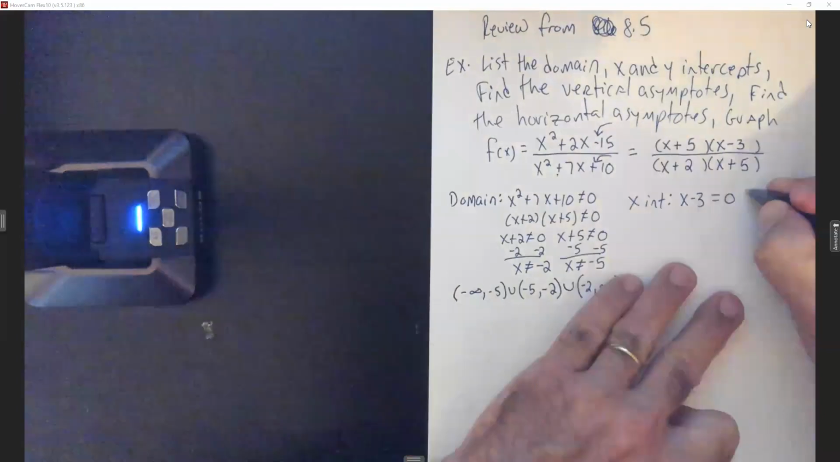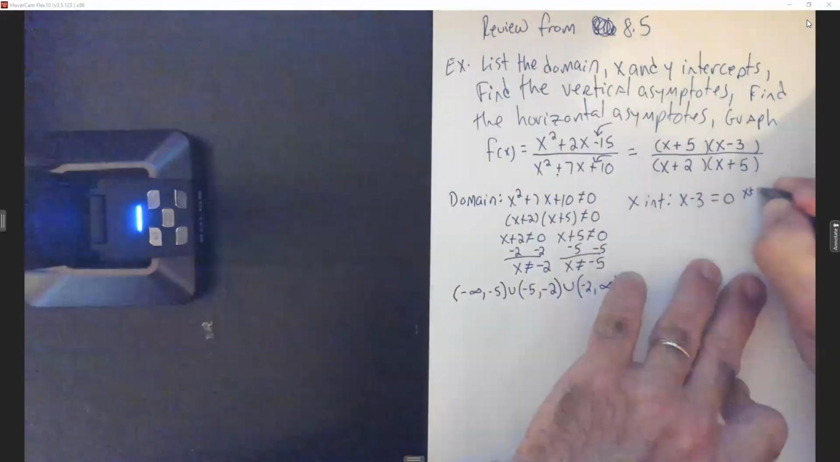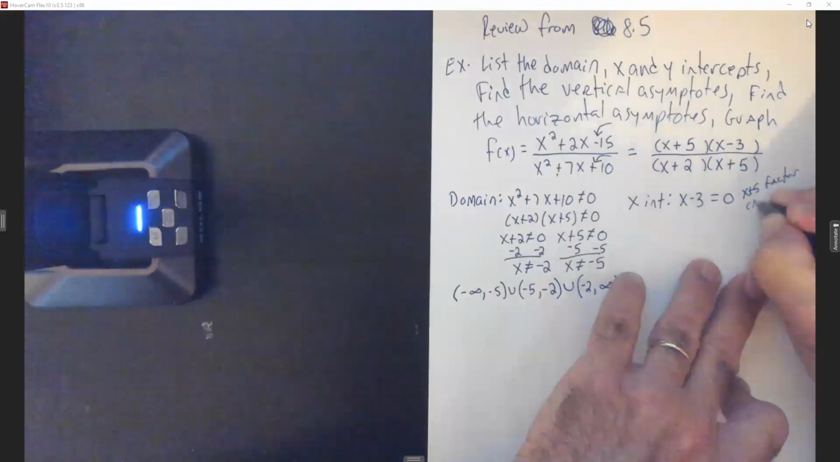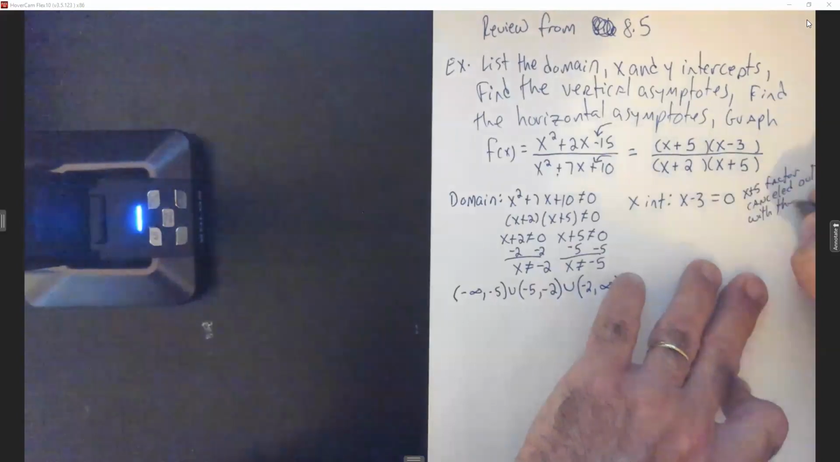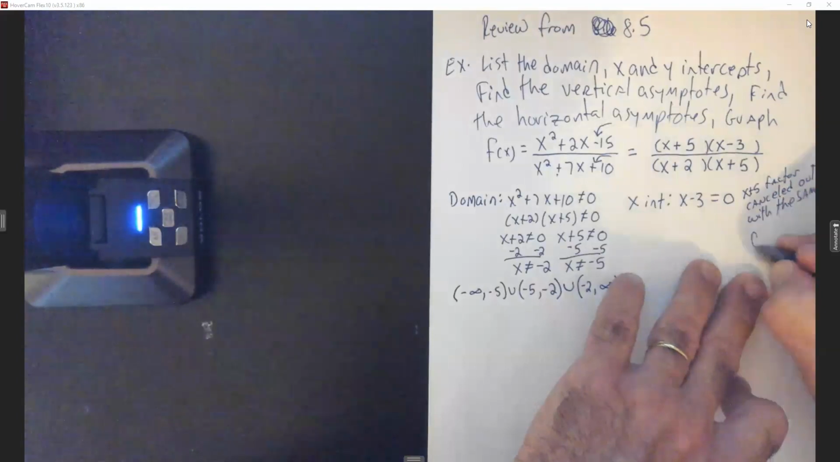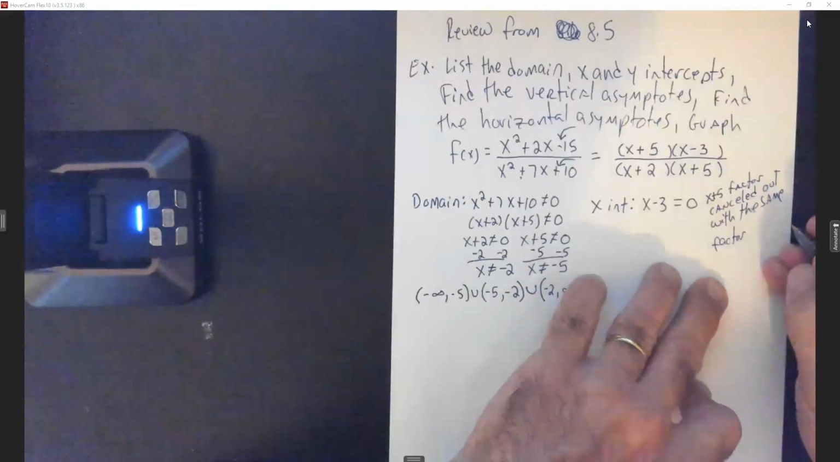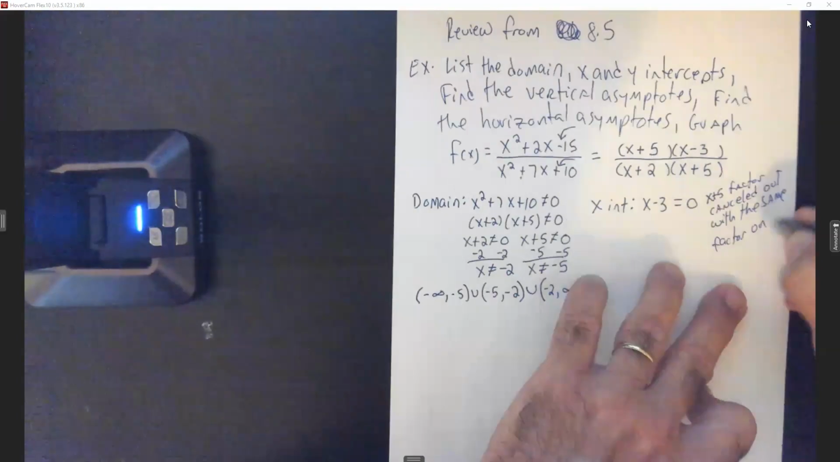The x plus 5 factor canceled out with the same factor on the bottom. I'm going to pull that over just a little bit.